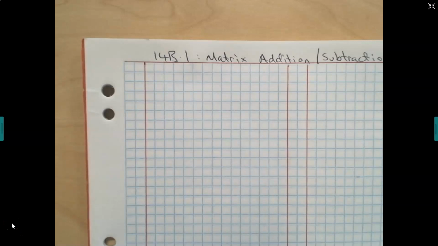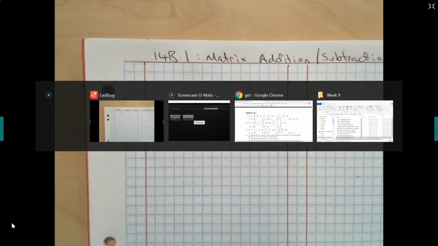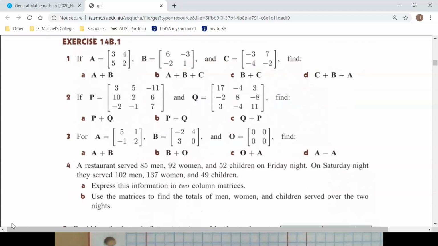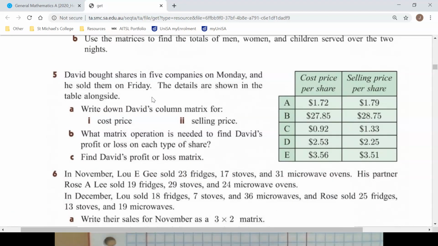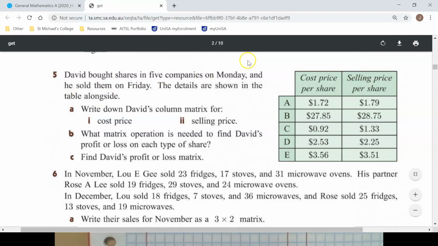So I'm going to start by going through a couple questions from exercise 14b1, which was the questions that we're working through on Friday. I'm going to do question 5, which I hadn't actually set, but it's directly related to the type of work we're doing. So David bought shares in 5 companies on Monday and he sold them on Friday. The details are shown in the table alongside. Write down David's column matrix for the cost price and selling price.